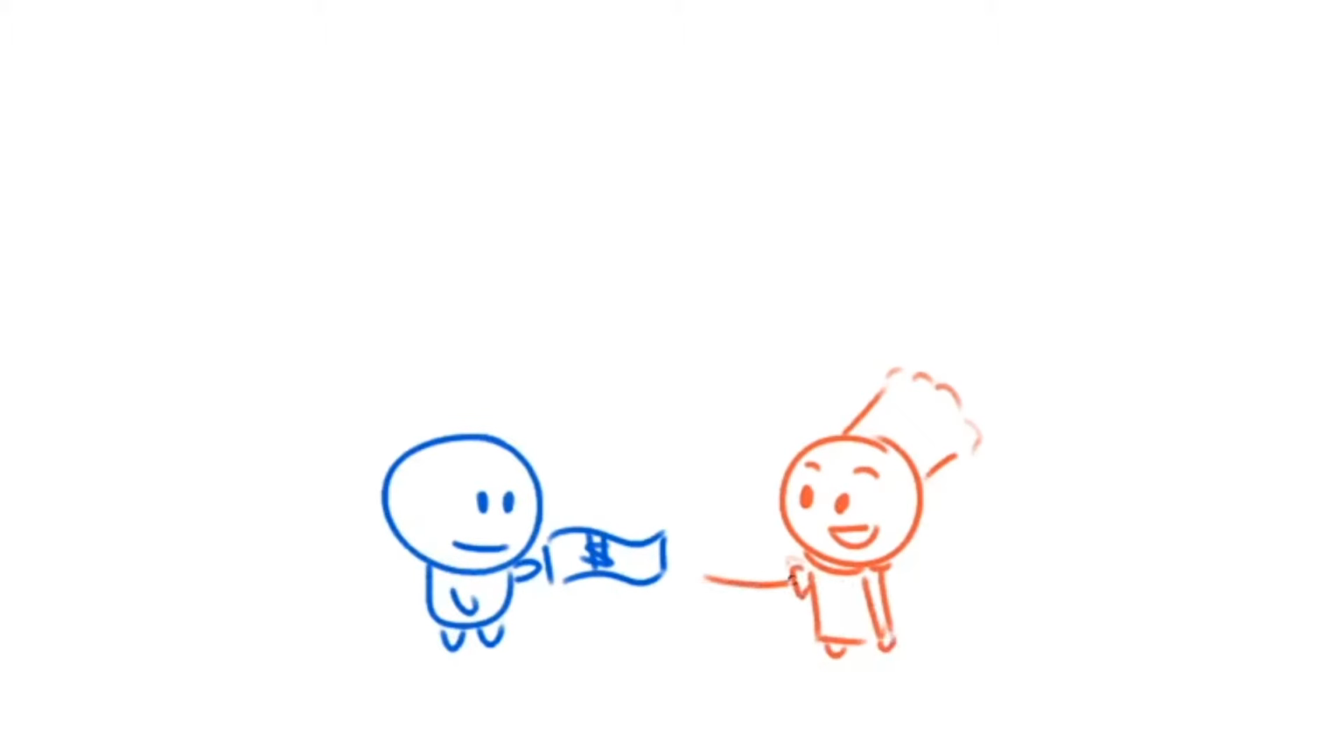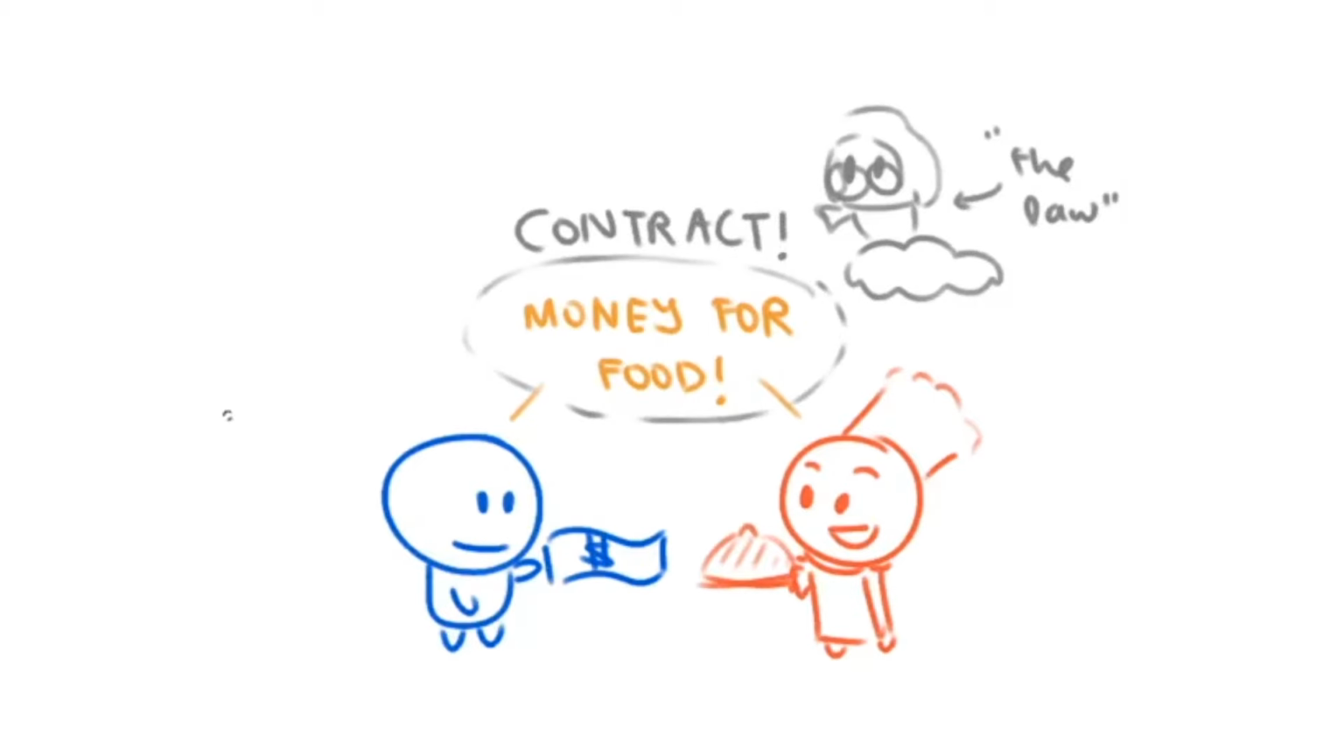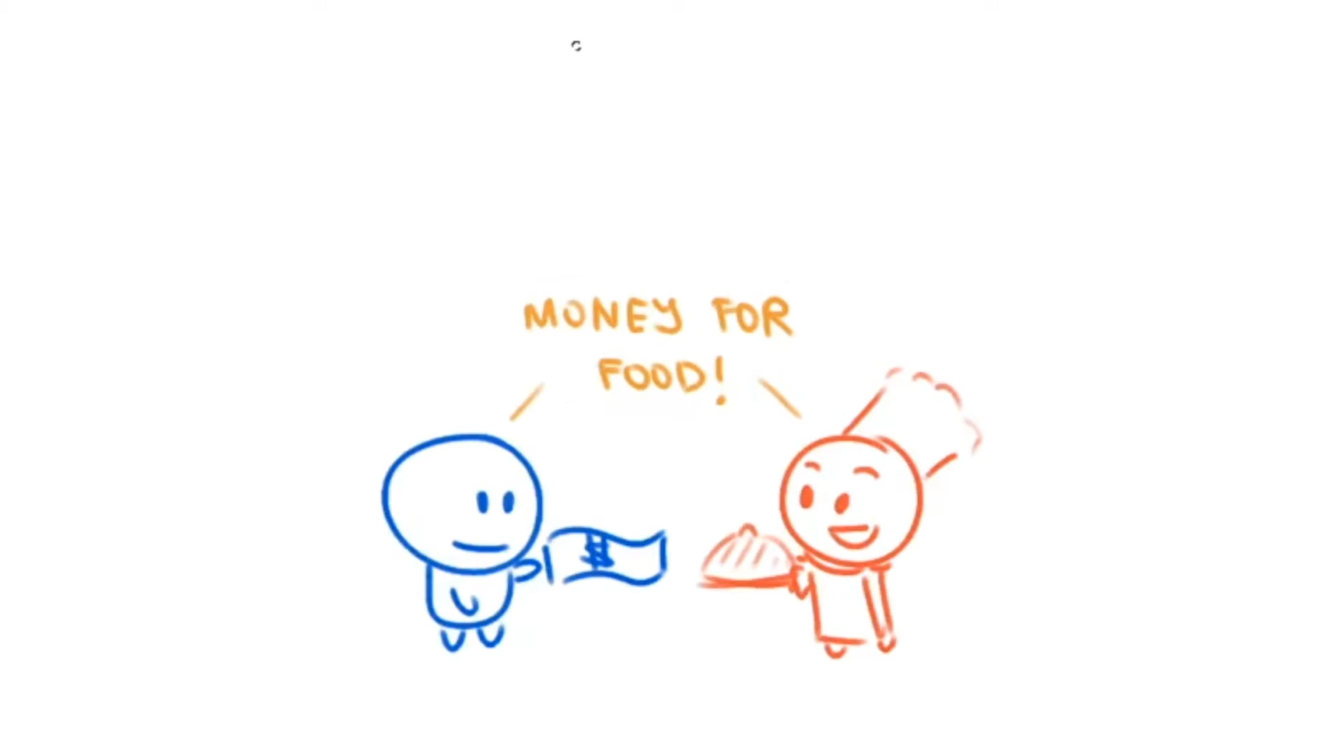Let's say you have money and I have food. And then we agree that you will pay me your money and I will give you my food. We all know this example from our introductory video to contract law, and we know that the agreement that we made, in legal terms, is called a contract. But let's dive deeper. What exactly did we do when we made that agreement?